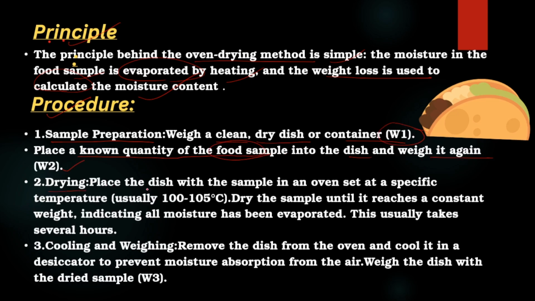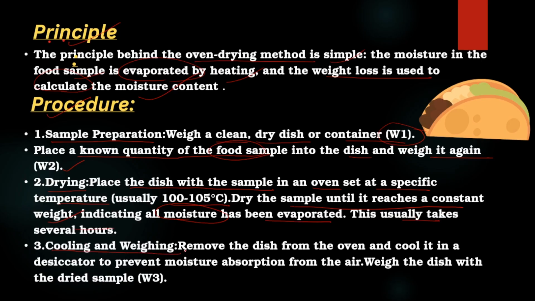Next is the drying method. Place the dish with the sample in an oven, set a specific temperature, usually 100 to 105 degrees centigrade, and dry the sample until it reaches a constant weight, indicating all moisture has been evaporated. This usually takes several hours.